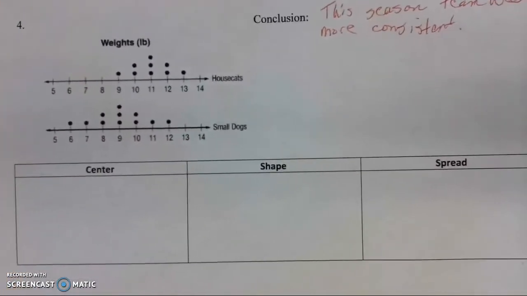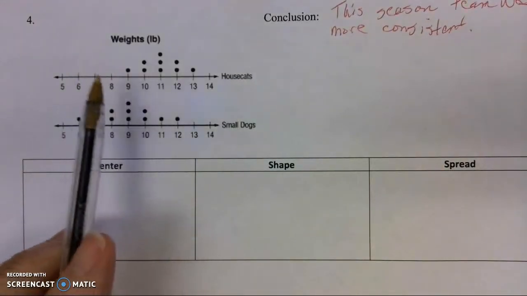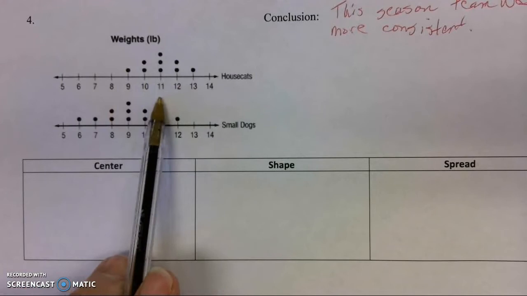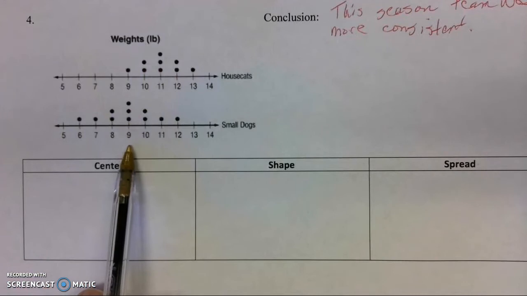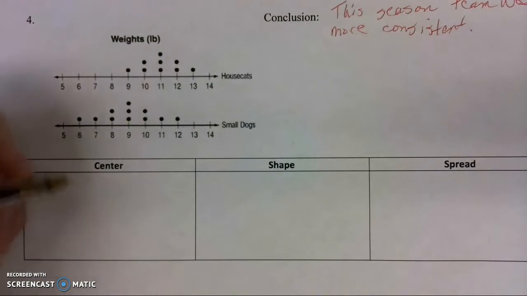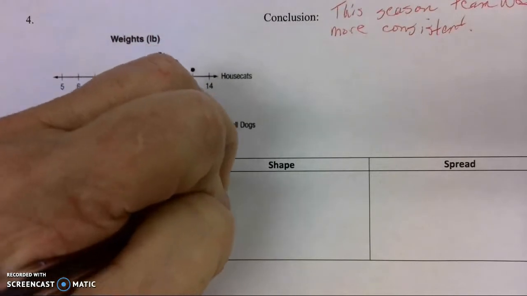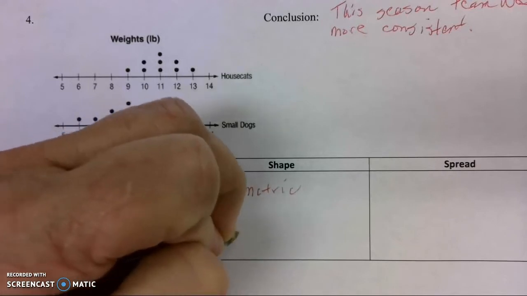All right, let's take a look at this last one. Again, the last one is the dot plot, so we're going to look at the mean. If we look right at the graphs themselves, you're going to see that I have nice symmetry on both. If I go to the middle of the house cats, I've got 2, 1, 2, 1. If I go to the middle of the small dogs, again, it's the same on both sides. So we are going to use mean for both house cats and small dogs. Just by looking at the graph, I can tell that both of them are symmetric.